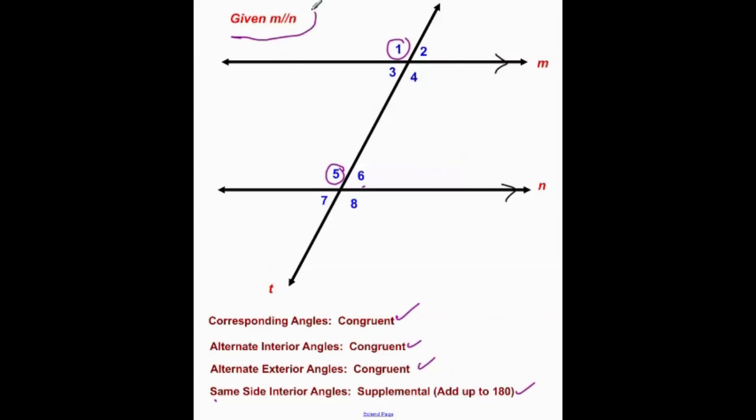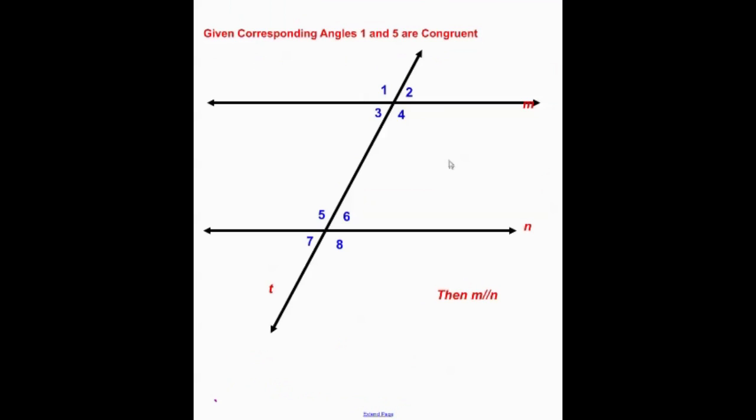Well, in this next example, we're not going to be given parallel lines, but we want to prove if these things are parallel. So we're going to be given an angle relationship. And here I have angles 1 and 5 are congruent. So here's 1 and here's 5. If they're congruent, they form the same shape. And the only way they can do that is if these two lines right here are parallel. So we can conclude that given 1 and 5 are congruent, then m and n are parallel.